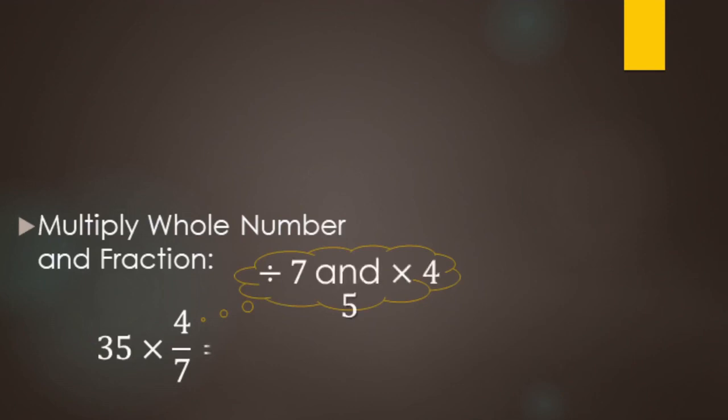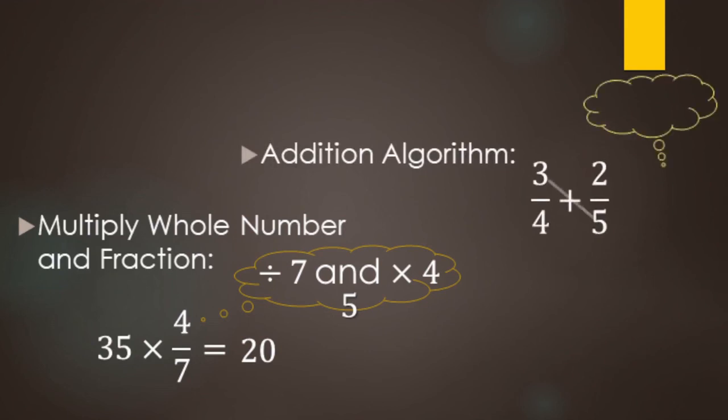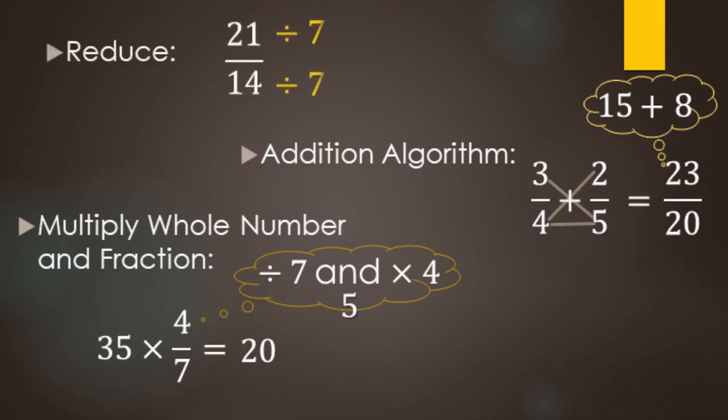So here we go, just a quick wrap up here. Whenever we multiply a whole number times a fraction, divide by the denominator, then multiply by the numerator. When we are adding fractions, multiply the diagonals. 3 times 5 plus 4 times 2 makes 23. And then for the denominator, 4 times 5 to make 20. And then for reducing, remember we're trying to find the biggest number that divides both the numerator and the denominator, and we're going to remove that factor, or divide out that number, from both.